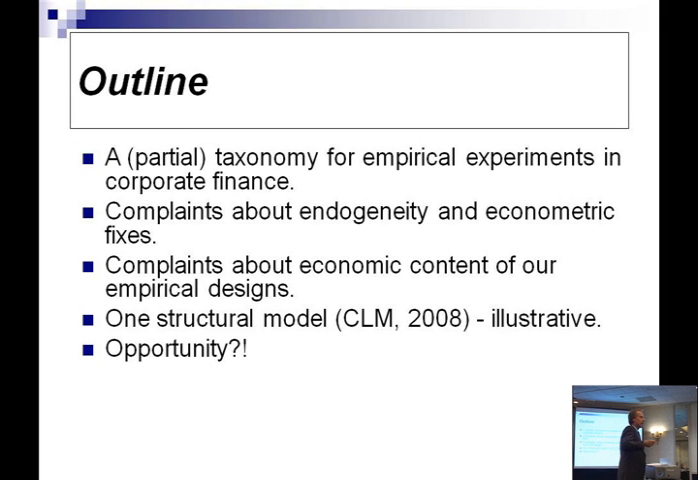So I'm going to do this very, very quickly, and this is kind of for fun, just to open a window into some of the ways that I think about empirical corporate finance. It's just a framework where you can adopt pieces if you think it's useful. So I'll talk about a very quick taxonomy, incomplete, of empirical corporate finance experiments therein. I'm going to complain. It's the usual complaint. I'll try to make it clear about endogeneity and the problems associated with econometric fixes for causation and endogeneity. I'm going to complain a little bit about this.